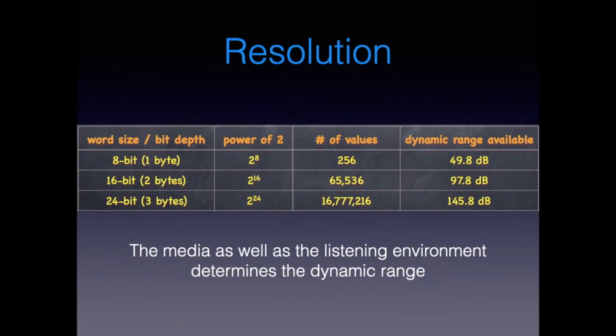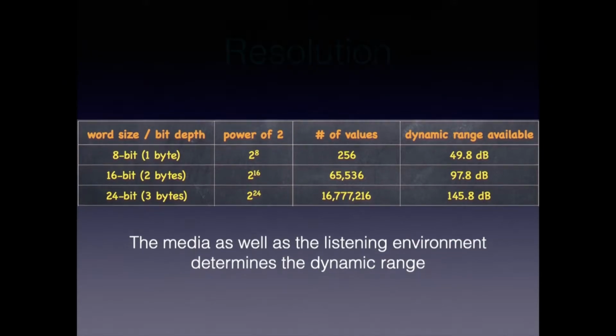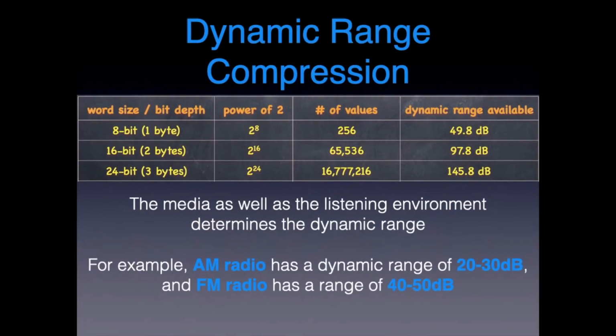Let's remember though that digital audio with its limited resolution does not have the same dynamic range. 16 bits of audio CD quality sound only has a dynamic range of about 98 decibels, significantly lower than our hearing's dynamic range. Furthermore, other media such as radio have an even more limited dynamic range. So given the limits of the media and the listening environment, we might need to compress audio to take up a smaller dynamic range in order for us to hear it clearly.